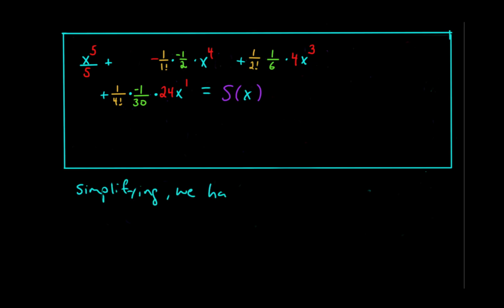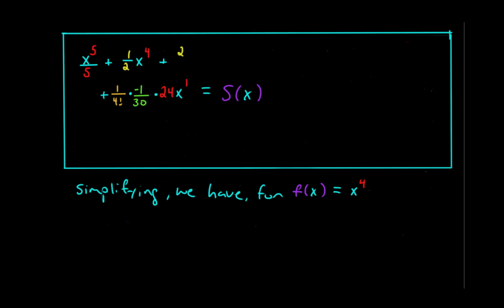Simplifying further, where we have f of x equaling x to the 4th here, negative 1 over 1 factorial times negative a half, that's just positive 1/2 times x to the 4th. Looking at the next term, the 2 factorial in the denominator cancels out a 2 from that 4 factor, so I end up with 2 over 6 times x cubed. And then looking at that last term, I have 1 over 4 factorial times negative 1 over 30 times 24. The 4 factorial cancels the 24, and I'm left with minus 1 over 30 times x to the 1st equaling s of x.